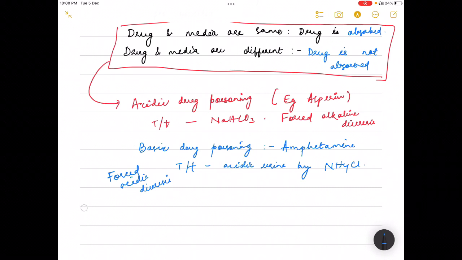So in acidic drug poisoning, like that in case of aspirin poisoning, the treatment is by giving sodium bicarbonate, and this is known as forced alkaline diuresis. Whereas in case of basic drug poisoning, the urine should be acidified by the addition of ammonium chloride.